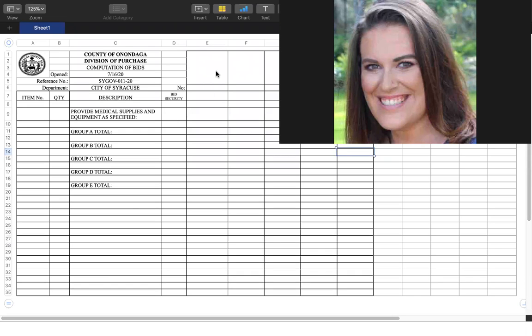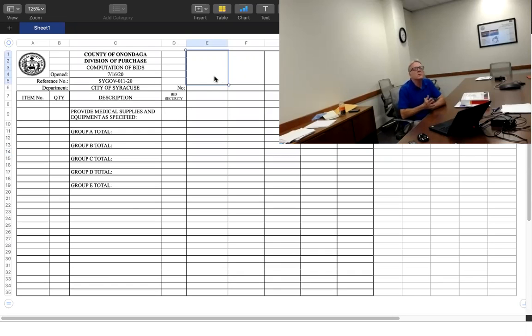Our next bid for the afternoon on 7/16/2020 is SYGOV-015-20, provide medical supplies and equipment as specified. We have three bidders. And it looks like the sample is provided with this bid. A couple samples.